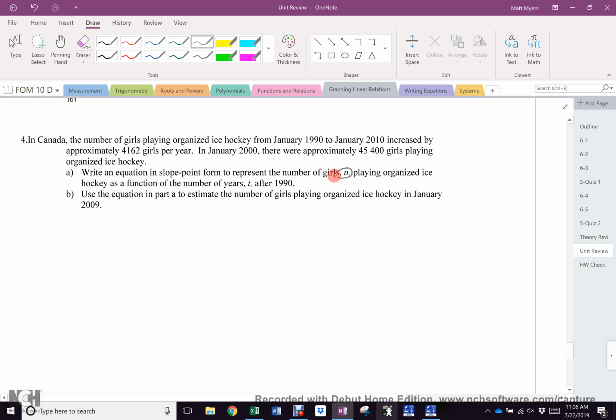It says the number of girls, N, and the number of years, T. Well, if N equals the girls playing, and T equals the years, which one of those is IV? Here is IV. Here is DV. So, this would be an X, and this would be a Y, wouldn't it? So, if the years are X's, do you see some years here? What years do we have? I've got 1990, I've got 2010, and I've got 2000.